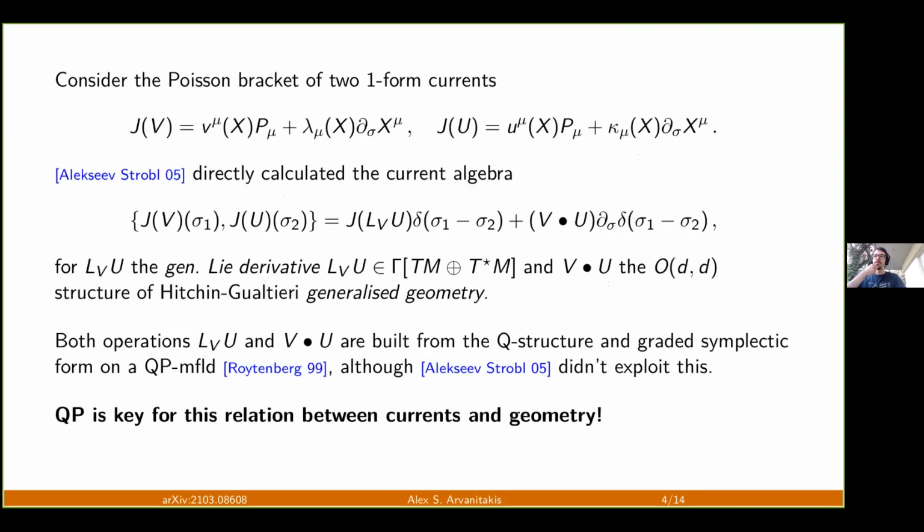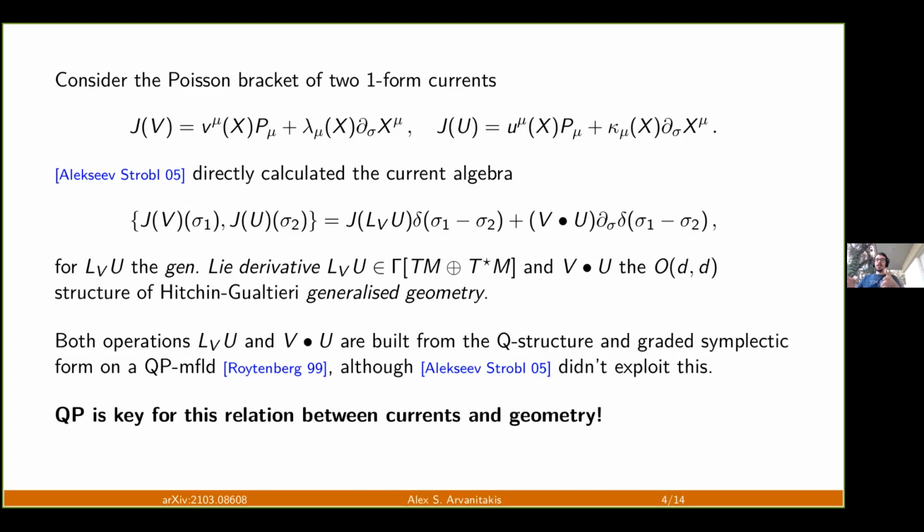Okay, so here's what these people did. They took the Poisson bracket of these one form things, and then they just directly calculated the current algebra. It's not very complicated. You can do it by the time I finish talking about this slide. And it's a very simple calculation, but what's non-trivial about it is that the right-hand side is closed in terms of the types of currents we just discussed. So here, in the first term on the right-hand side, we get a one-form current, but for L_V u, which is another section of T plus T star, which is the generalized Lie derivative of generalized geometry. And then the other term, which is called the Schwinger term by some physicists, you get the ODD structure, again in ODD generalized geometry. So the natural ODD metric is the one that pairs V with kappa and lambda with u. Okay, that should be obvious from the notation.